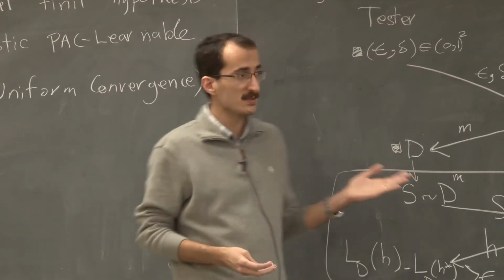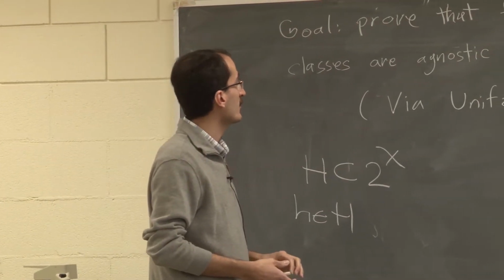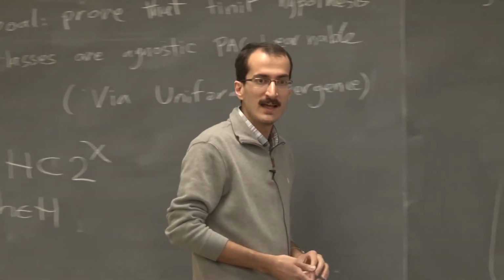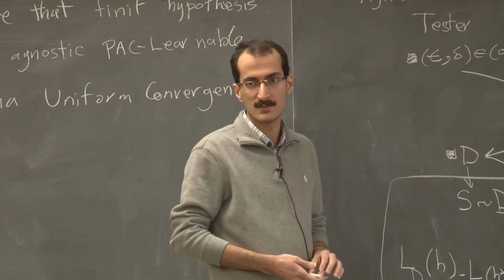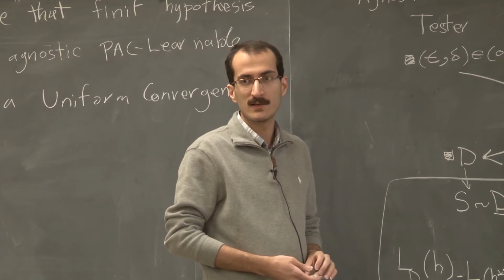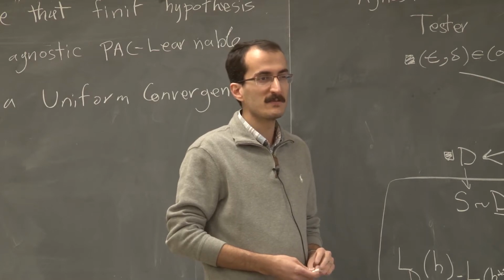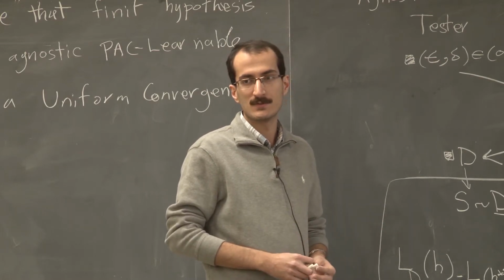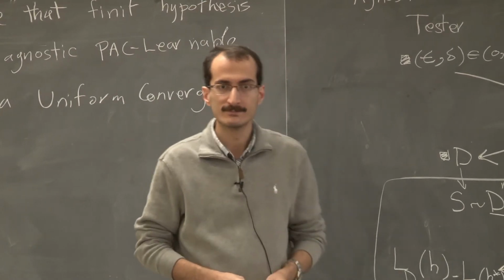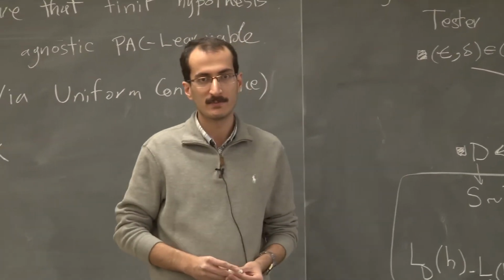So one strategy to prove that finite hypothesis classes are agnostic PAC learnable is to choose a certain algorithm and then prove that its sample complexity is small. So what kind of algorithm is natural here? I think you have heard in the class maybe. So what kind of algorithm do you suggest that we use? Any? Yes, exactly. So that's the ERM algorithm, right?